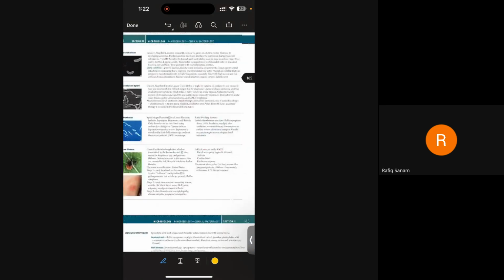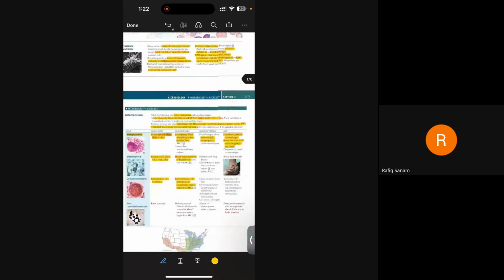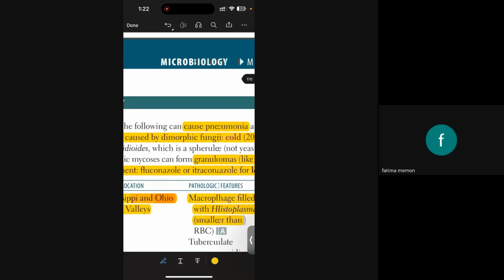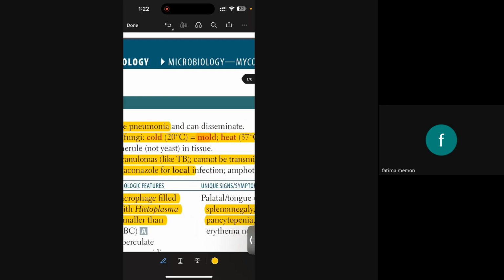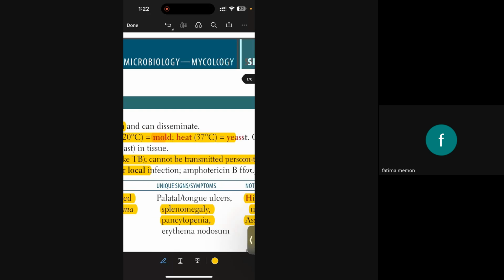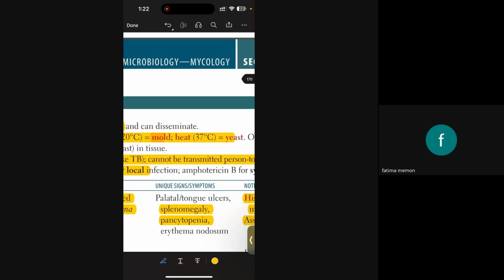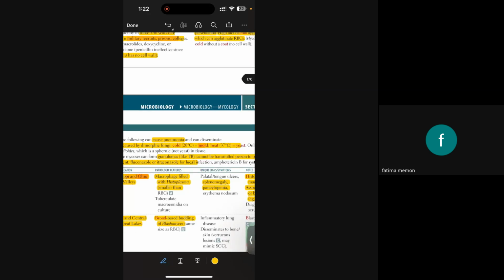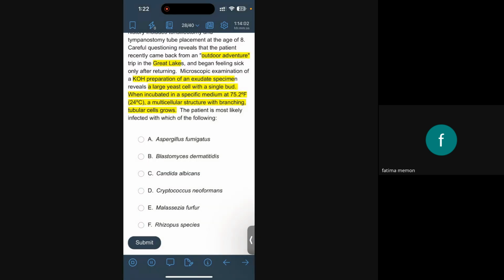Every systemic mycosis is caused by dimorphic fungi. In the cold, at 20 degrees centigrade, they are mold, and on heat, they are yeast. A large yeast cell with a single bud, when incubated at 24 degrees centigrade, at cold temperature, forms a mold, a branching tubular cell. So we are sure that it is some type of systemic mycosis.